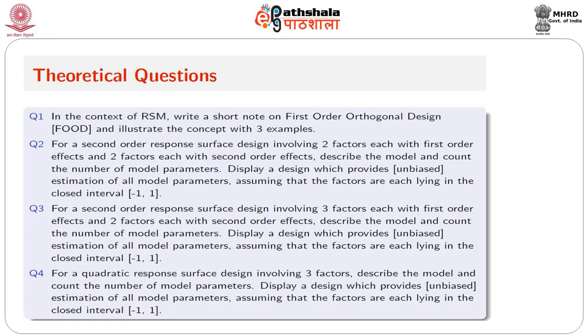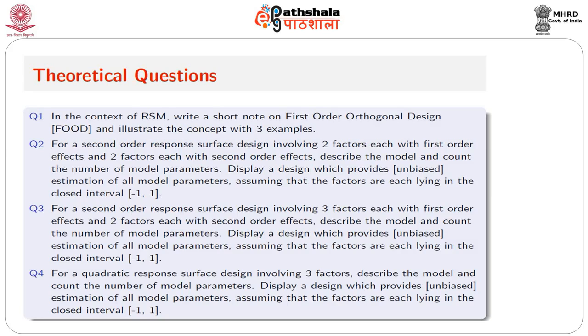So here is question number 4. For a quadratic response surface design involving 3 factors, we need to describe the model and count the number of model parameters. Here also we need to display a design which provides unbiased estimation of all these things. Okay, let's see the difference between question number 2, question number 3 and question number 4. Yes, question number 2 says there are 2 factors with first order effect, 2 factors with second order effect. Question number 3 says there are 3 factors and they have got first order effect and there are 2 factors, they have got second order effect. Question number 4 says it is a quadratic response surface involving 3 factors. Okay. What does it mean?